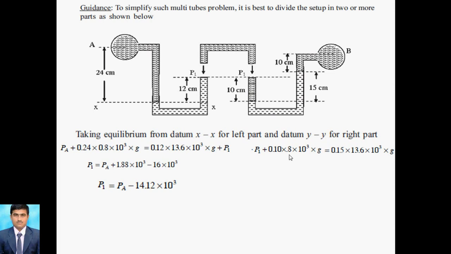So that's why I can write 0.8 into 10 to the 3 kg per meter cube is equal to rho. Then rho gh, first of all we consider this height, is nothing but 0.15 into 13.6 into 10 to the 3 into g. Then next, plus PB is there, and this height is there. So I can write 0.10, 0.8 is the specific value into 1000, g is 9.81. So we can write like this, and then we get P1 is equal to PB plus some value, and then we can equate these equations.